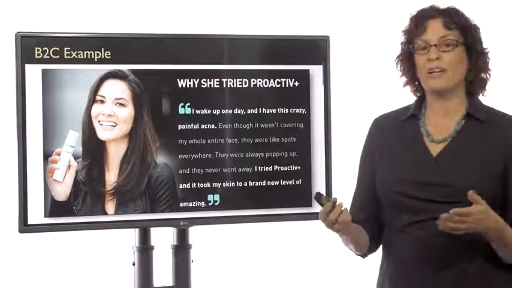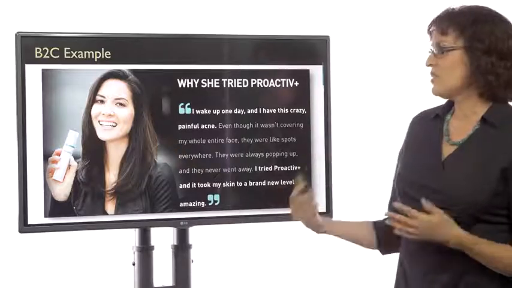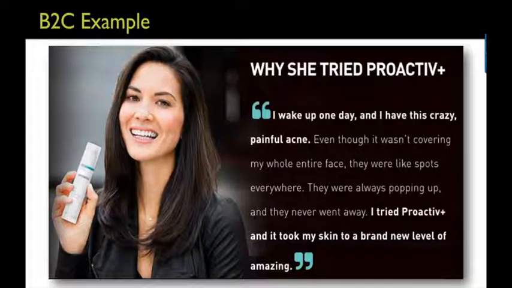Now here's an online example that is a consumer product. And this is a whole story in this short amount of copy. Why she tried Proactiv. Her story is the following. Olivia Munn, the actress, by the way. "I wake up one day and I have this crazy painful acne. Even though it wasn't covering my whole entire face, they were like spots everywhere. They were always popping up and they never went away. I tried Proactiv and it took my skin to a brand new level of amazing."